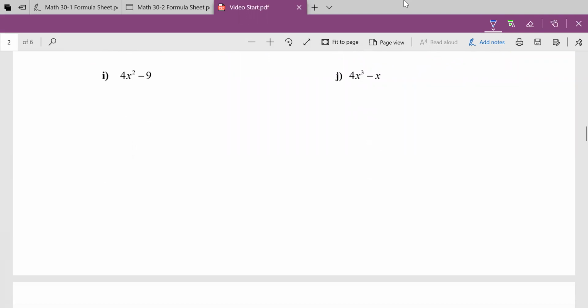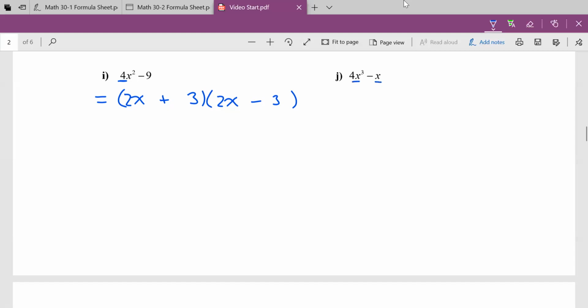Here's another difference of squares. This one's a little more complicated because of the 4. But the square root of 4 is 2. The square root of x squared is x. The square root of 9 is 3. Positive, negative, done.